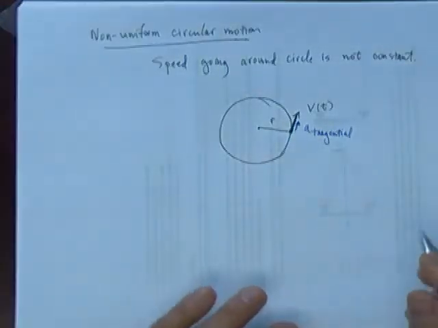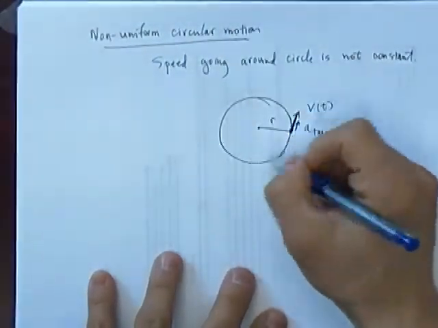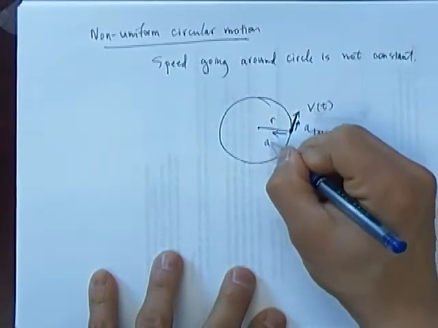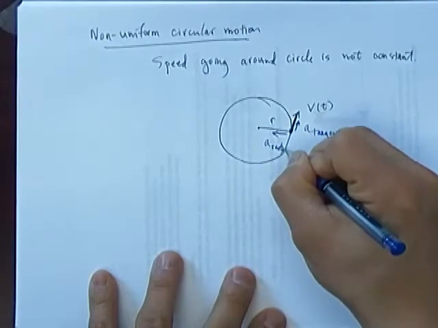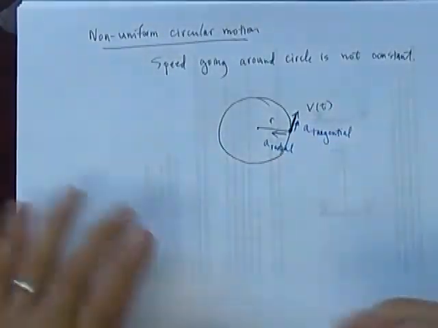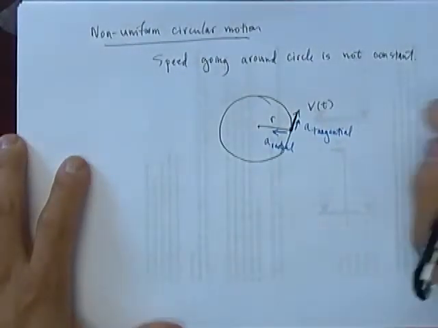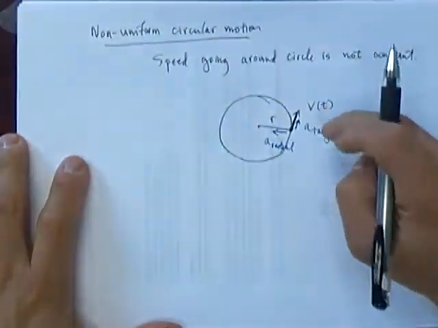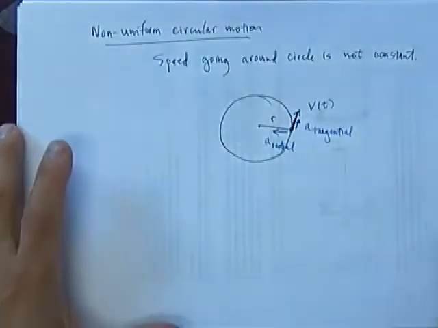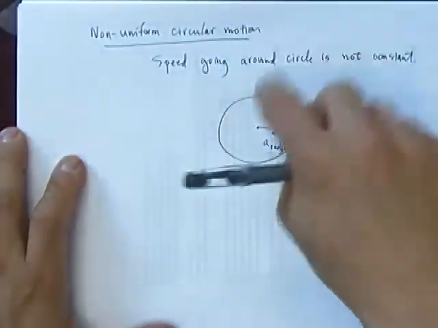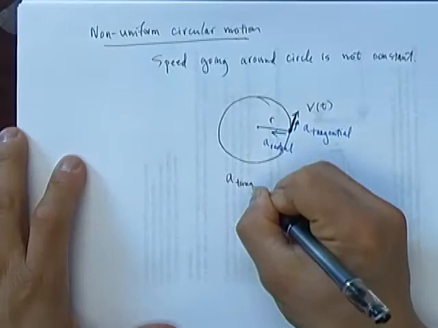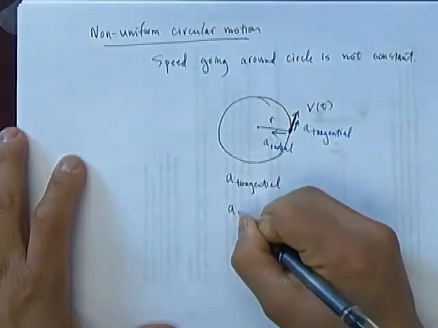But it's also still going around in a circle, and so we still have what we said before, this centripetal acceleration, which in this case we'll just call the radial to keep it straight. So for uniform circular motion, v of t is just a constant function. There's no a tangential because the speed remains the same, and we only have this radial. But when we have non-uniform circular motion, we have a tangential, and we have a radial.